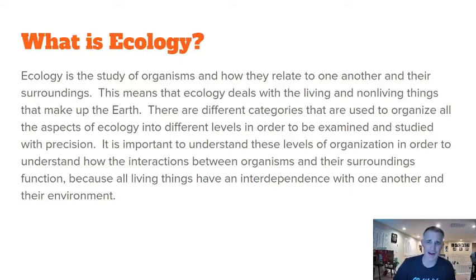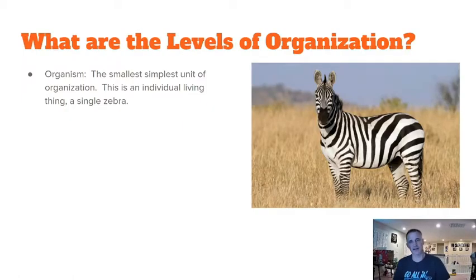There are different categories that are used to organize all the aspects of ecology into different levels. So we'll look at the levels first, and then we'll talk about some of the needs that all living things have, and then how interdependence, the dependency between organisms, is essential for the health of the ecosystem, okay? So let's look at the levels of organization.